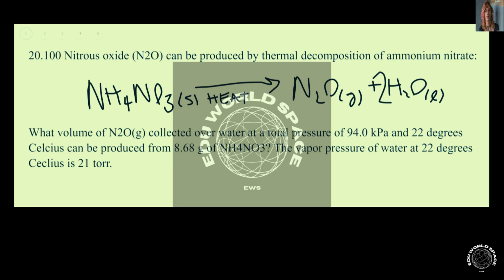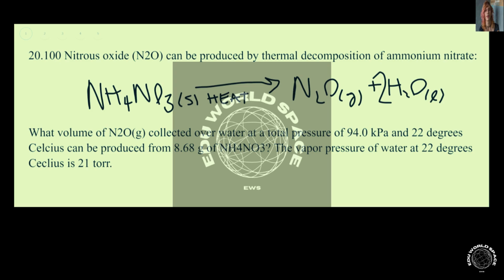And we're asked what volume of N2O gas collected over water at a total pressure of 94.0 kilopascals and 22 degrees Celsius can be produced from 8.68 grams of ammonium nitrate. The vapor pressure of water at 22 degrees Celsius is 21 torr.